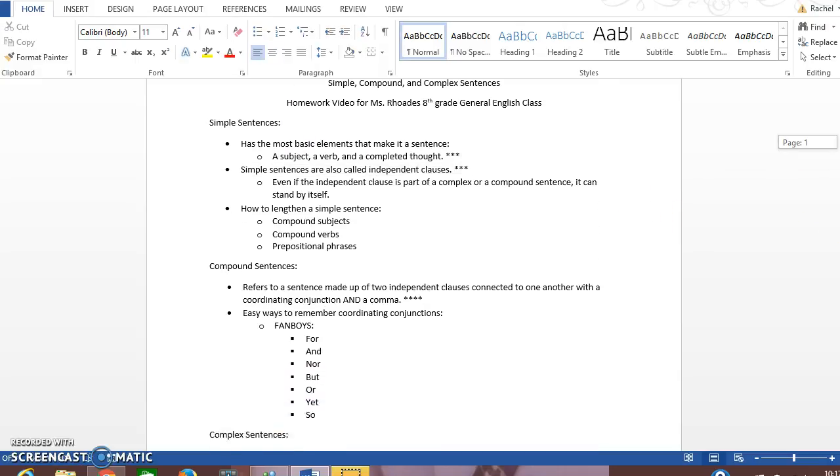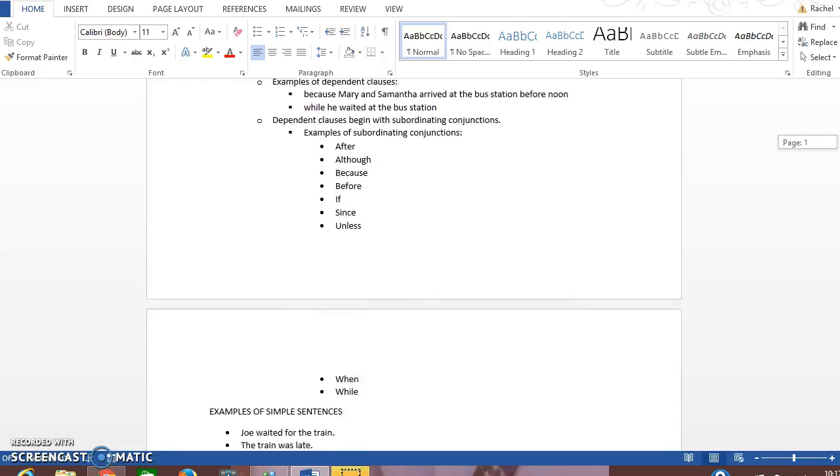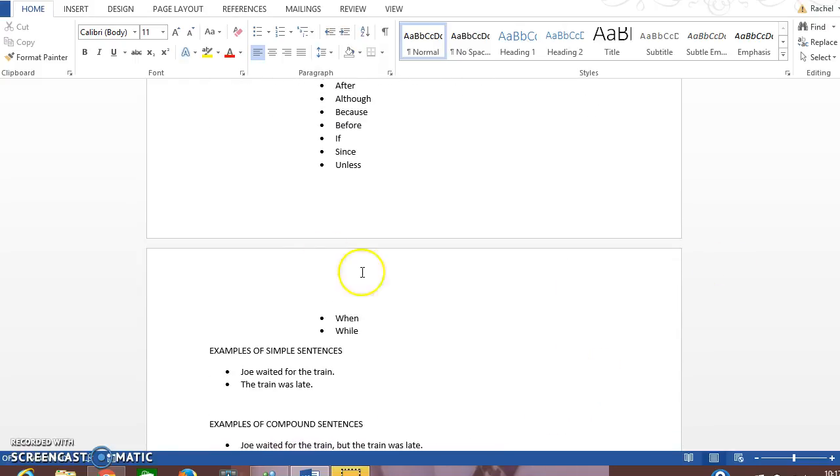So this first page and this little part right there, just the when and the while, those are your notes. Those are the notes that you need to write down in your interactive notebook. Do you want to know why I want you to write these down? Because there's a quiz tomorrow. So you want to make sure that you write these notes down exactly how I have them, okay? Because I am allowing you guys to use your notes on this quiz.